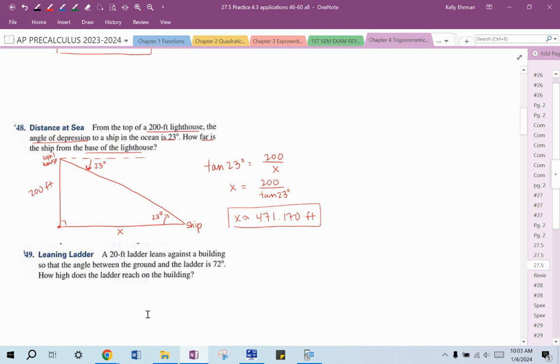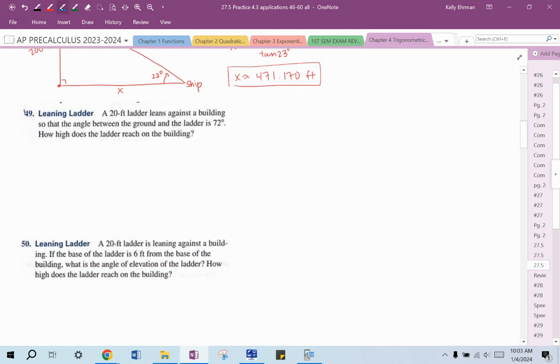All right, a leaning ladder. This is a classic right triangle problem. A 20-foot ladder leans against a building so that the angle between the ground and the ladder is 72 degrees. Let's lean our ladder against a building here. The ladder is 20 feet, so that's the hypotenuse. The angle between the ground and the ladder is 72 degrees. How high does the ladder reach on the building? Let's call that x.